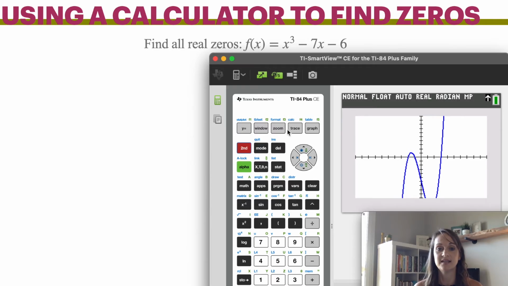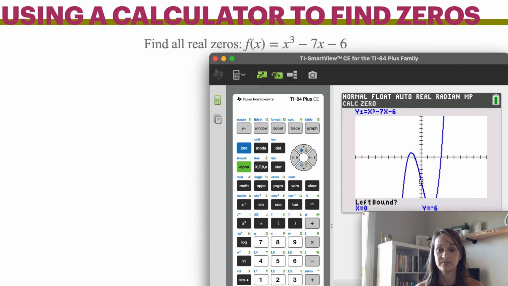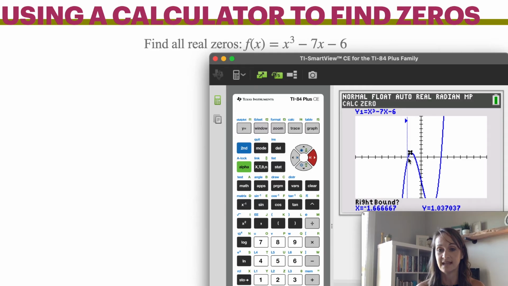So I'm going to go to second trace. I want to know my 0, so I'm going to go down to number 2, hit enter. It's going to ask for the left bound and right bound. So I need to go to the left side of the 0, which happens to be below because it's on the left side, and hit enter. Go to the right side of where it crosses the x-axis, on the other side, hit enter. Hit enter one more time, and it gives me a 0 of negative 2, which we already found, but this is how you can find it on the calculator.